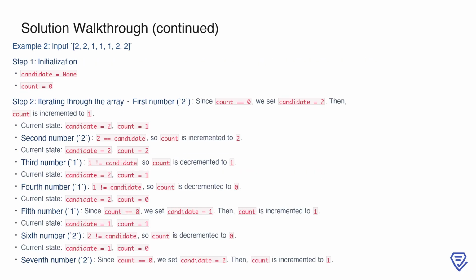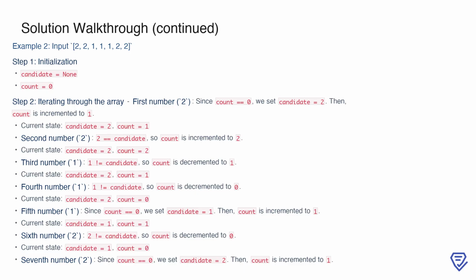In this example, we use the same algorithm on the input 2, 2, 1, 1, 1, 2, 2. We begin with the initialization: candidate is set to None and count to 0. As we iterate, the first number is 2. Since the count is 0, we set the candidate to 2 and increment the count to 1.